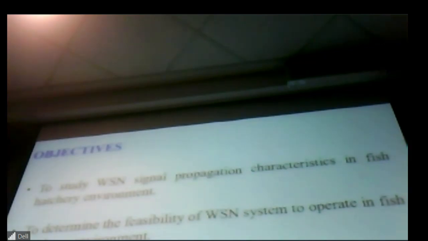So the objective of our study is to study signal propagation characteristics in a fish hatchery environment, and after we study that, to determine whether to deploy or not to deploy, to apply or not to apply. Actually, that's what this study is all about.